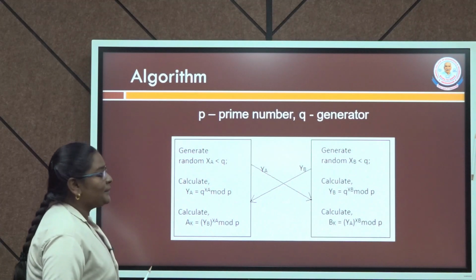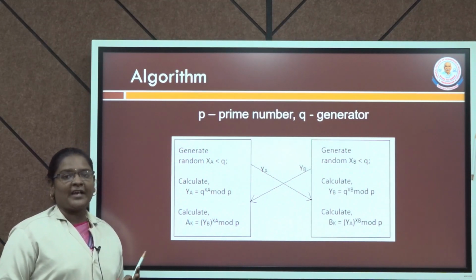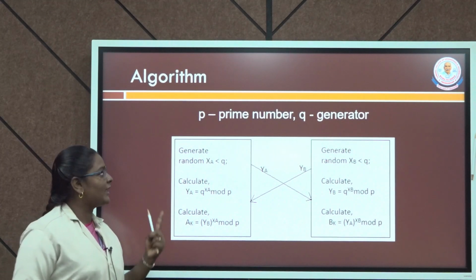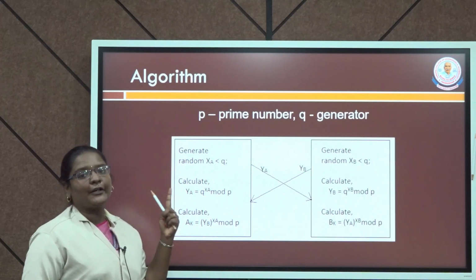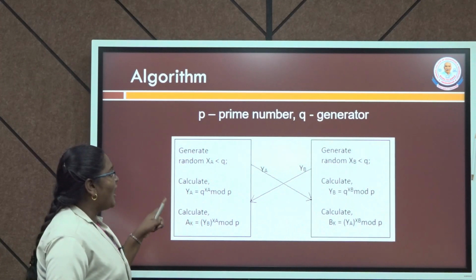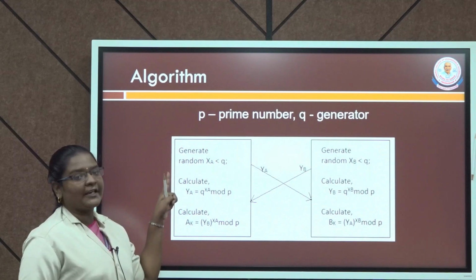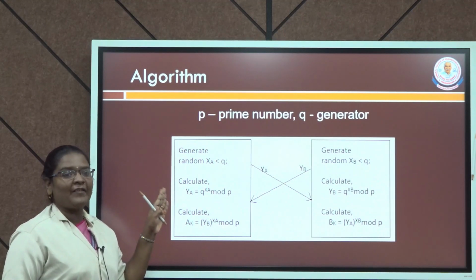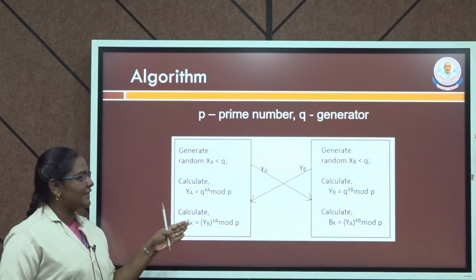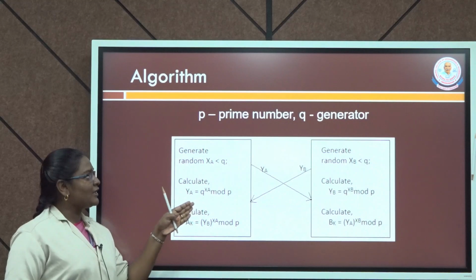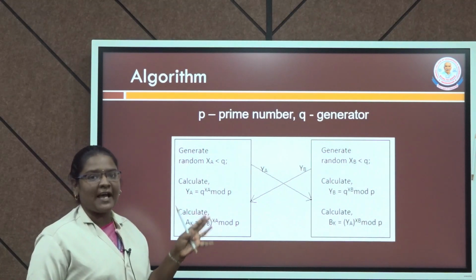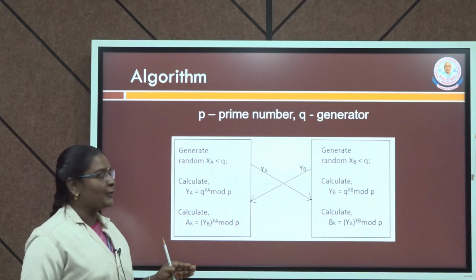This is the algorithm. Before initiating the algorithm, we have two key components. One is a prime number P and the other, Q, is the generator. These two key components are publicly available to anyone. The sender and receiver know the values, and the hacker can also know the values.